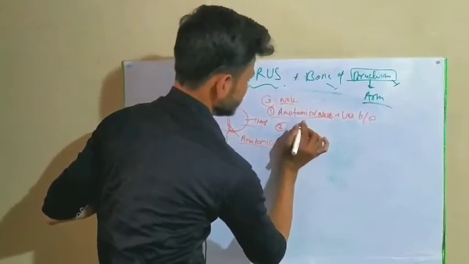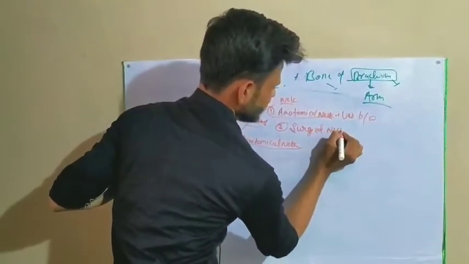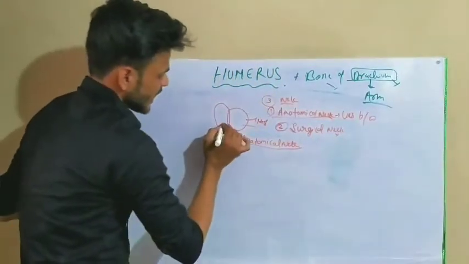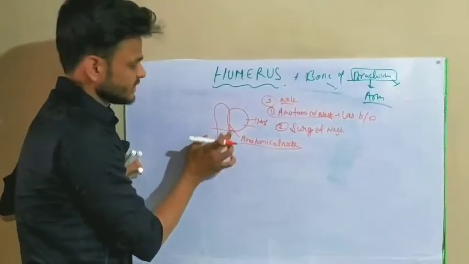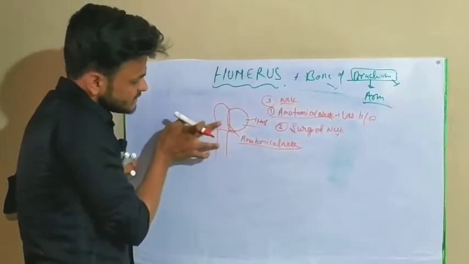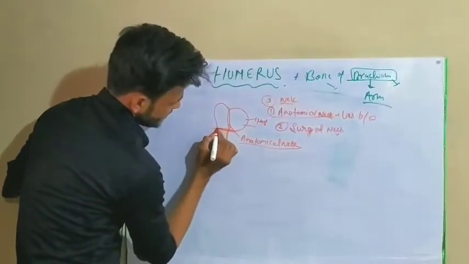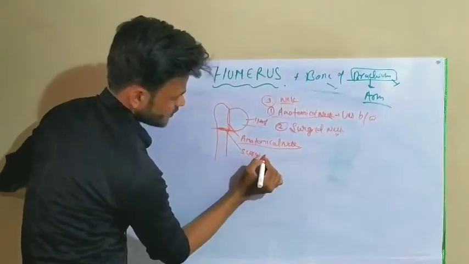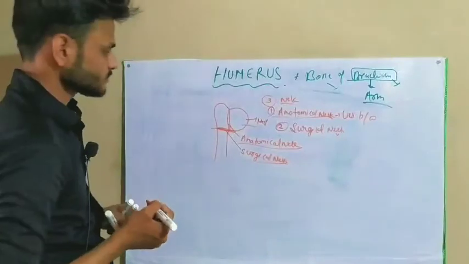The second neck is called the surgical neck. It lies between the upper end of the humerus and the shaft of the humerus. This is our upper end, and this is the shaft, and in between the upper end and shaft, this neck is called the surgical neck.